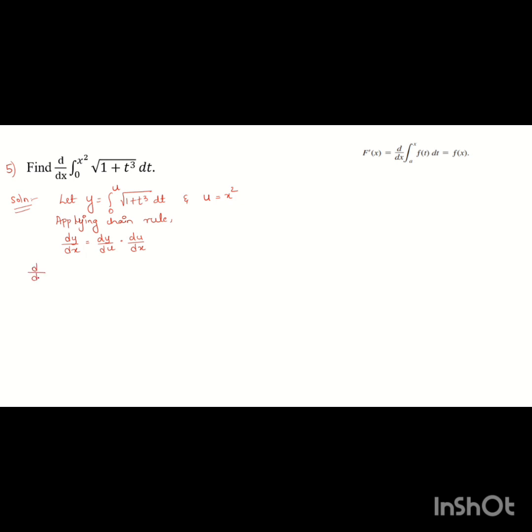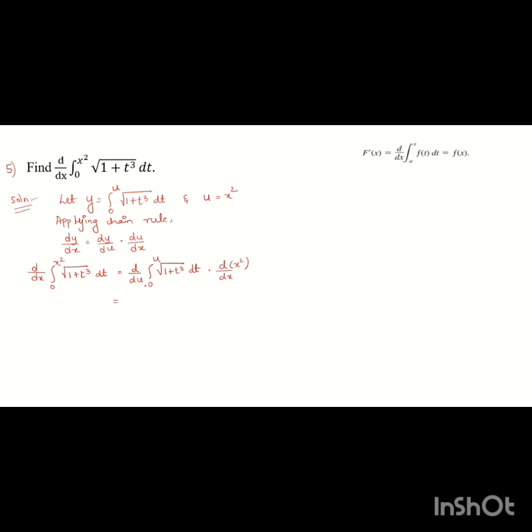d by dx as it is, putting the value of y, that is integral 0 to x square root of 1 plus t cube dt, equals d by du of, considering the value of y where we substituted u as x square, that is integral 0 to u square root of 1 plus t cube dt, multiplied by d by dx of u, that is x square.